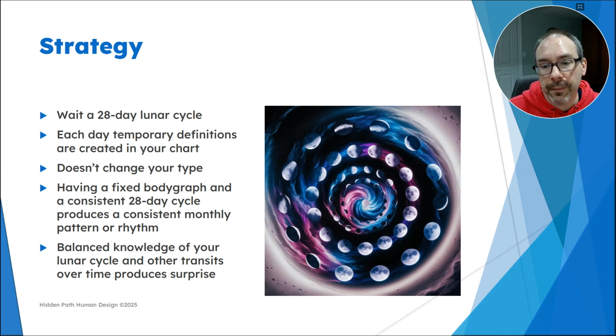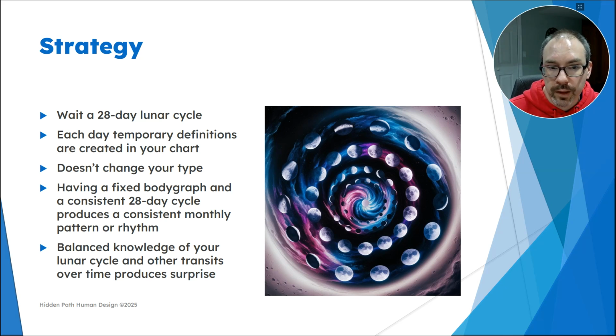Now, these definition changes don't change what type you are. So your strategy is not going to change if you're born as a reflector. You're not going to suddenly be able to be a manifester for the next 2 hours, or be a generator and respond to things for the next 2 hours, whatever your type definition is. So your strategy stays the same: waiting a 28-day lunar cycle to make any major decisions.